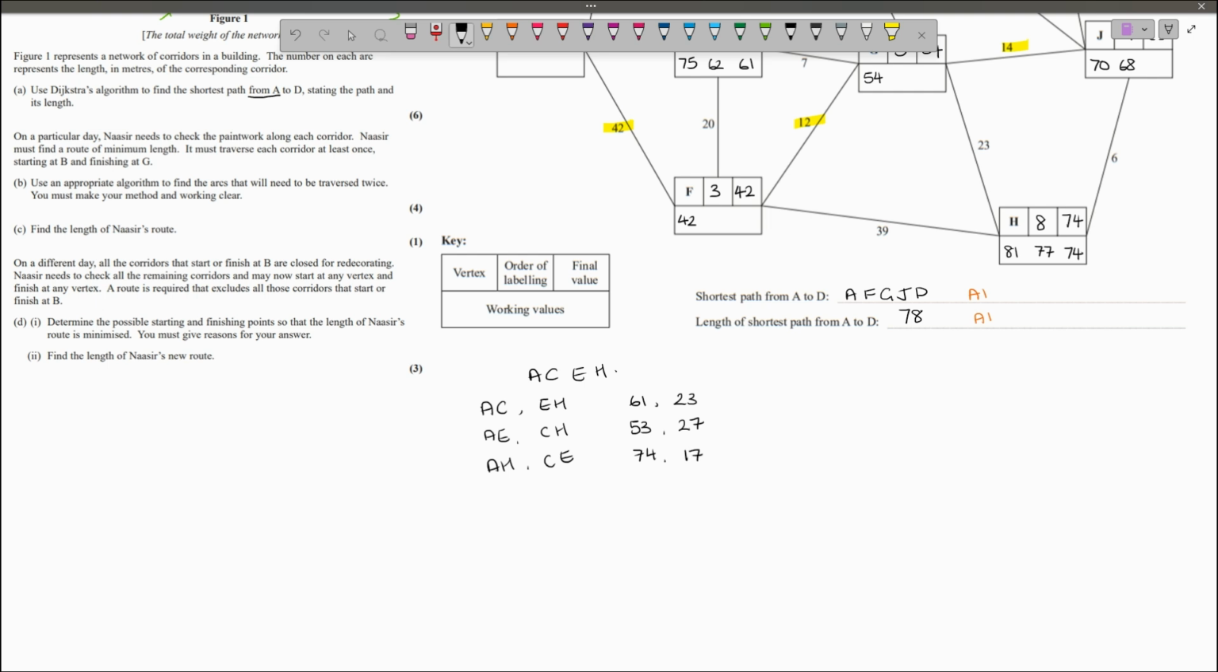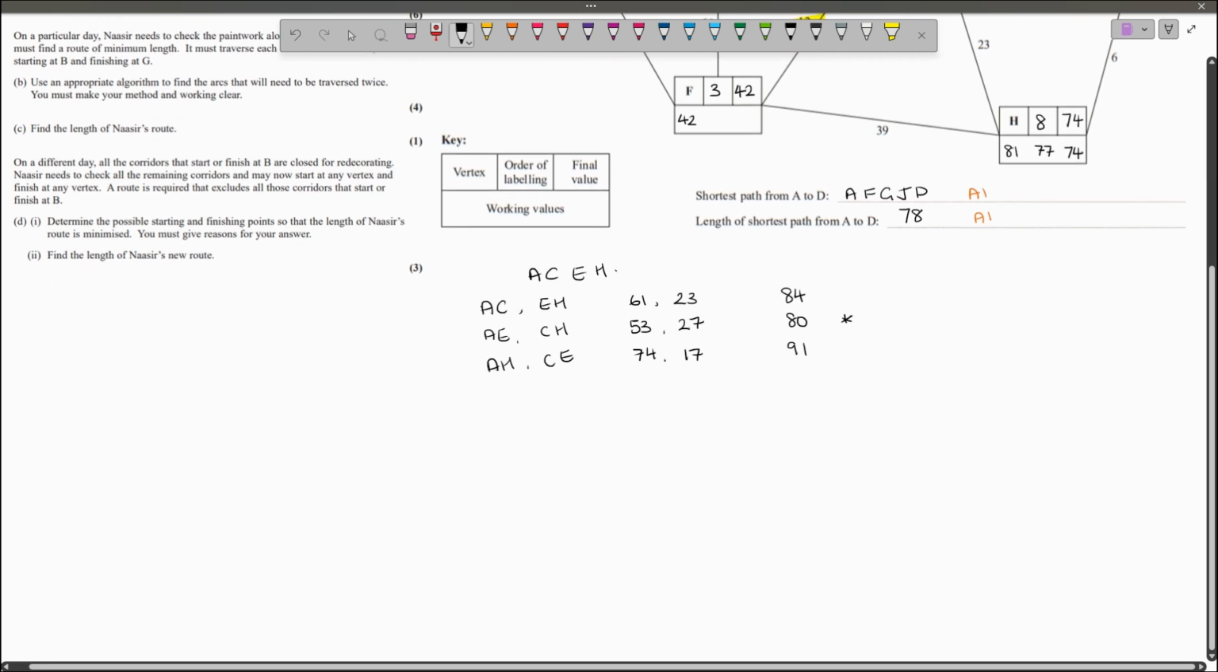So we can add these numbers up. The first pairing or set of pairings has a weight of 84. The second set of pairings has a weight of 80. And the final set of pairings has a weight of 91. So we're going to choose the second set of pairings.